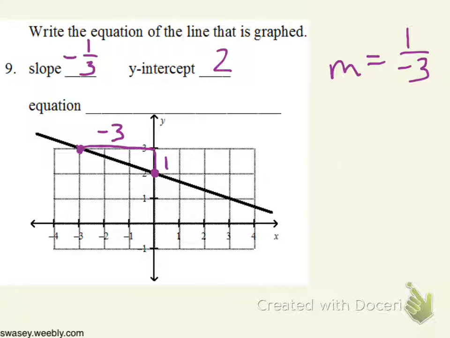Now writing the equation in slope-intercept form, y equals m, which is the slope, x plus b, which is the y-intercept.